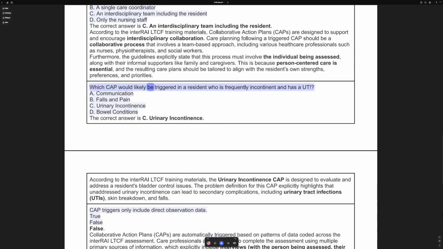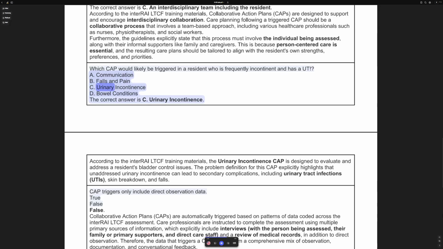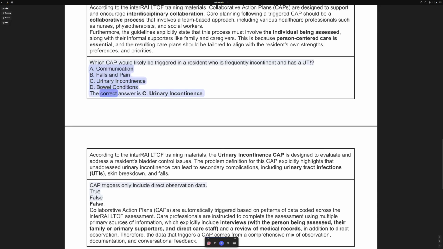Which CAP would likely be triggered in a resident who is frequently incontinent and has a UTI? A. Communication. B. Falls and pain. C. Urinary incontinence. D. Bowel conditions. The correct answer is C.